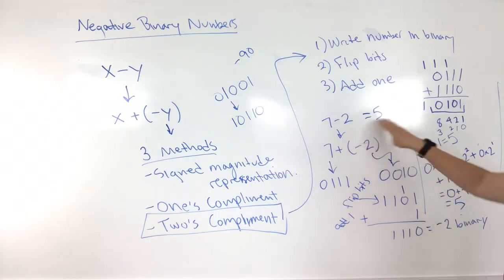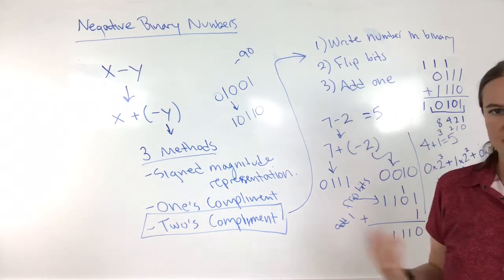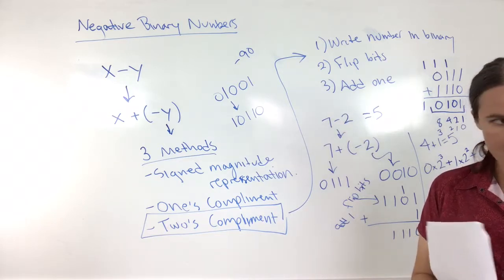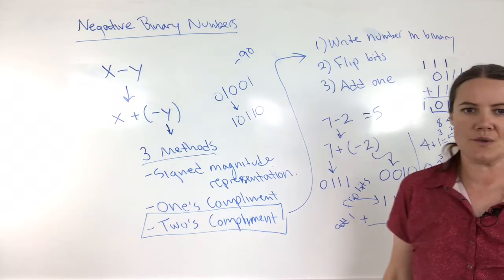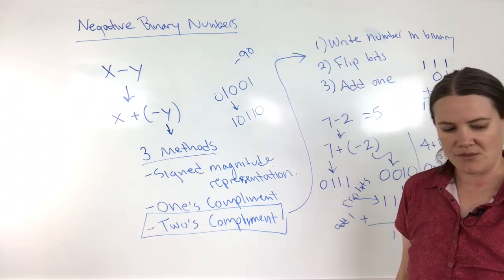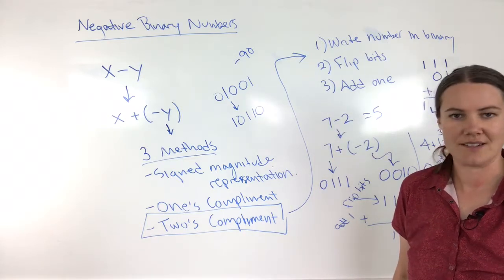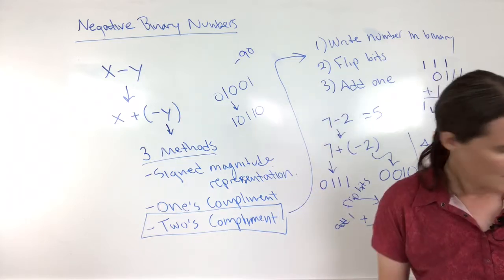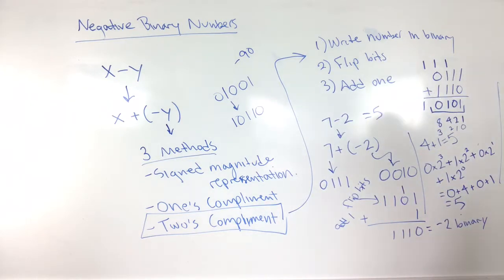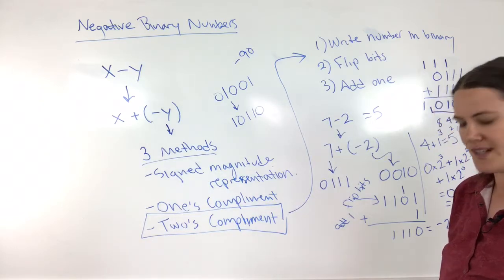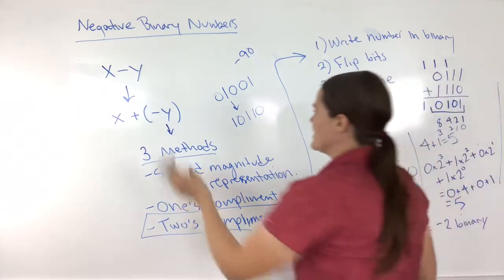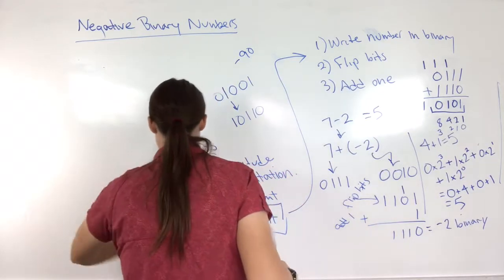This is how you subtract binary numbers. It's basically the same thing as adding binary numbers. You just need to convert the one that you're subtracting into a negative number. So now I want to show you one more example of how to convert a binary number into a negative number using negative 94. So just erase this real quick.